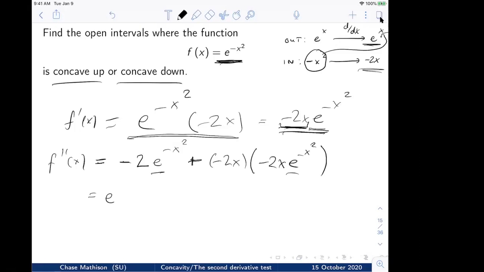So simplifying this, both of these have an e to the minus x squared. I'm going to factor that out. E to the minus x squared times, well, when I factor out the e to the minus x squared there, I get minus 2. And then plus, I'll be left with minus 2x times minus 2x is plus 4x squared, right?